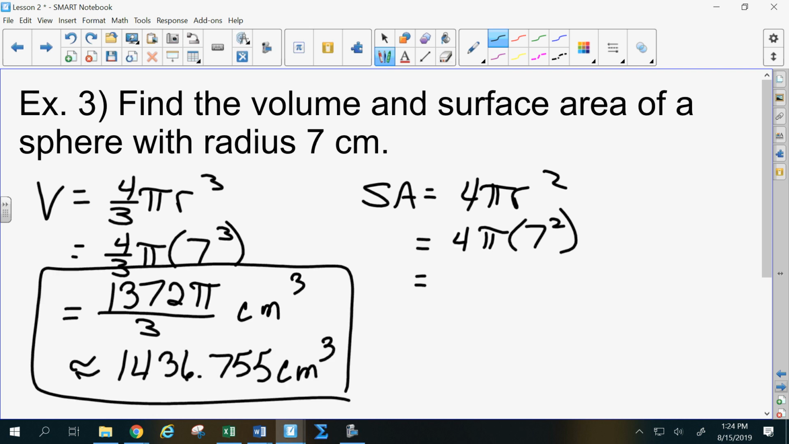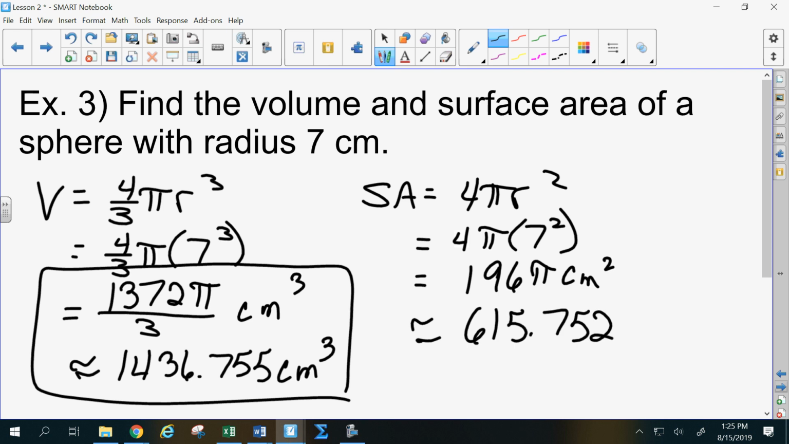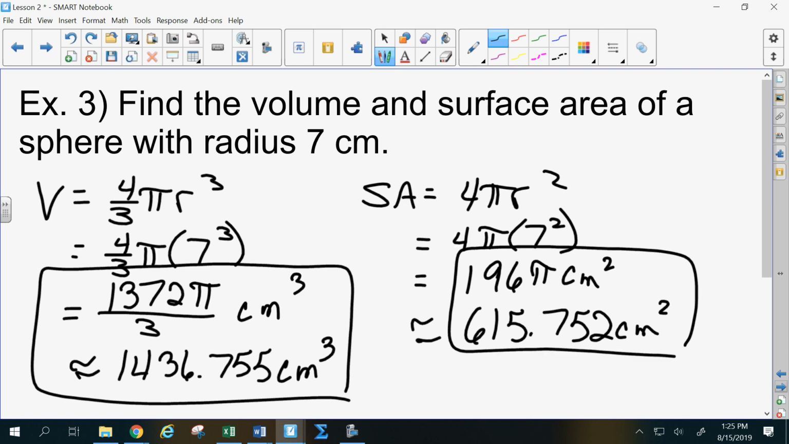So there's our volume. And what was 49 times 4? What do we get with that? Ashani, did you get the 49 times 4? So we have 196 pi square centimeters, and calculator answer for that, Lydia? Is everybody comfortable with that one?